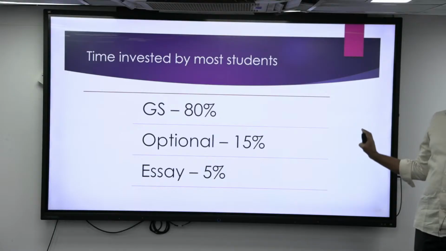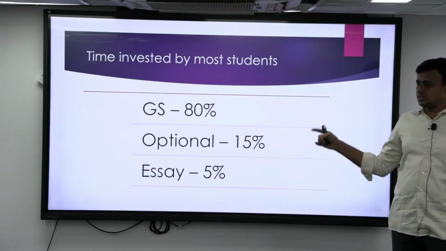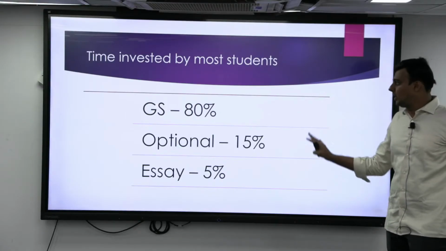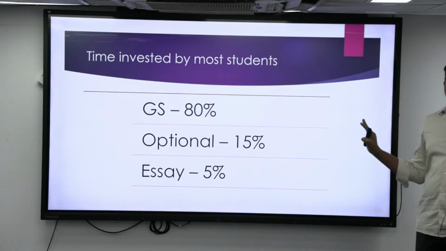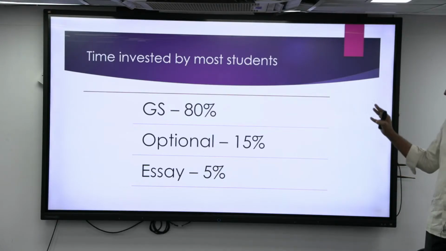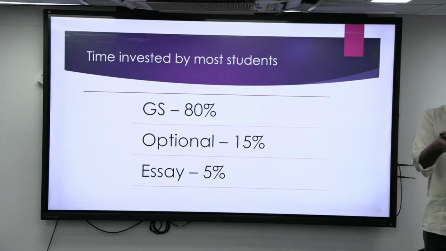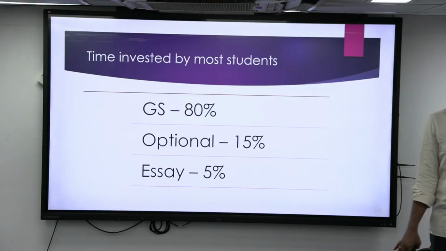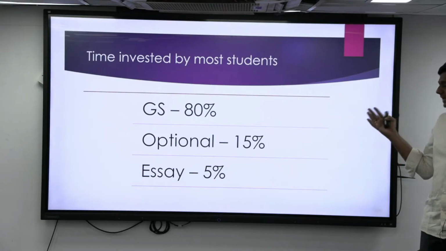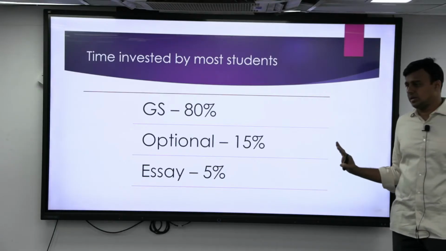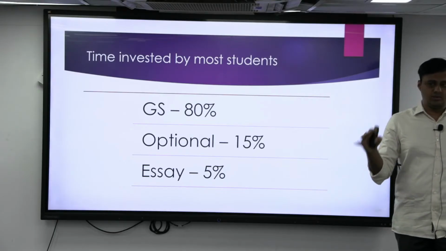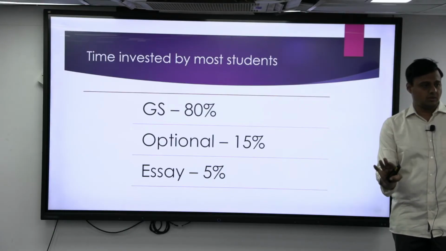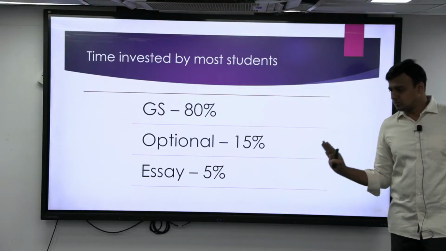Obviously, this is in general, you cannot say that each and every individual allocates time like this. Broadly, the normal mistake students commit, and there is a reason for that, is that you have 1000 marks from 4 GS papers plus the essay. So automatically, at least 80 to 90% of your time, focus and energy goes to general studies and essay itself, because there is too much syllabus to study.